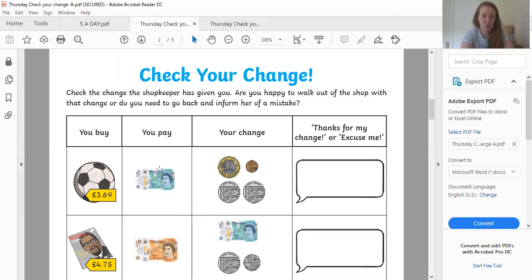When you send this work to us, if you're going to send it, it's not a marked piece, but we wouldn't just like to see the sheet. We would like to see how you've worked it out as well. Because it does give us an idea of whether you've used your subtraction column method or whether you've used a number line method. So that is your task for today.